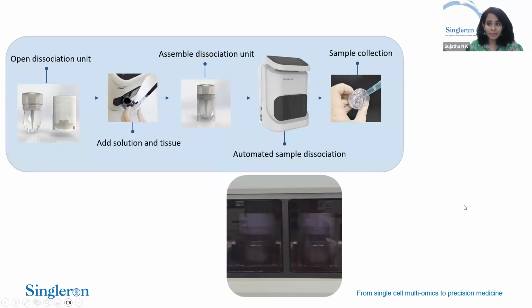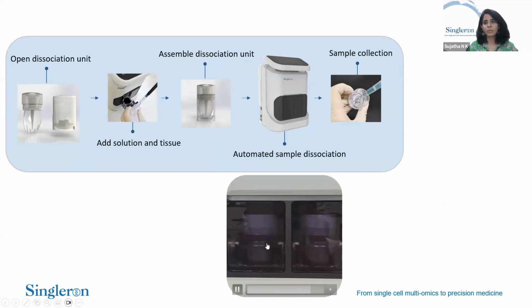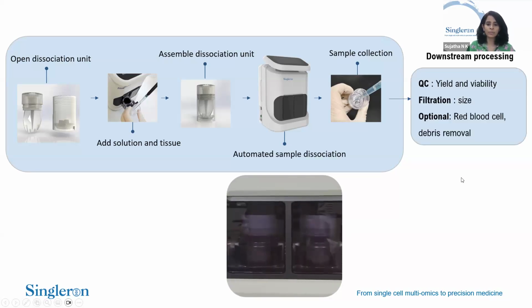You also want a very easy method to do this, and we do believe our Python is quite simple to use. So you start off by opening this unit, you add a certain amount of solution and the tissue of interest that you want to dissociate, put the unit together, and then you use the Python to dissociate. What usually happens when you put it in is the rotor helps rotate this plate, and so it's a mechanical dissociation along with the enzyme that will break down the tissue. Once you're done with this, you can collect the sample back and then do your downstream processing.